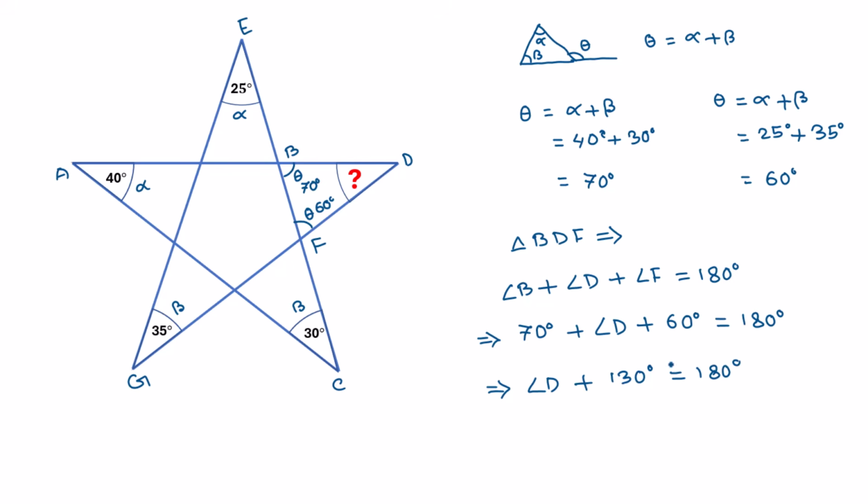Now taking this 130 degrees to the right side, we get angle D is equal to 180 degrees minus 130 degrees, which is 50 degrees. So the value of this angle D is 50 degrees. And this is the solution of our given problem.